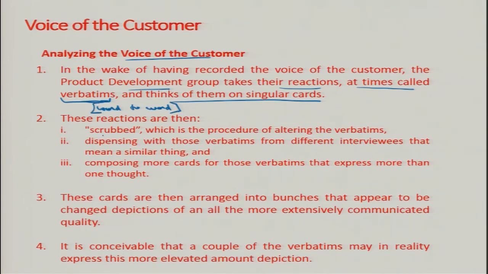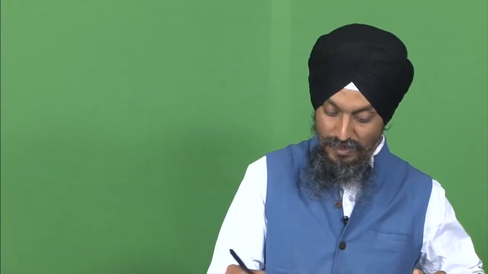So these reactions are then scrubbed, which is the procedure of altering the verbatim. Sometimes there are certain words that can mean the same thing. The customer says I am happy, he can say I am elated, he can say I have enjoyed. So these words mean he is happy. They can say the pen is affordable, the pen is low cost, the pen is cheap in cost. That means the pen is low cost. So those words can be gathered.